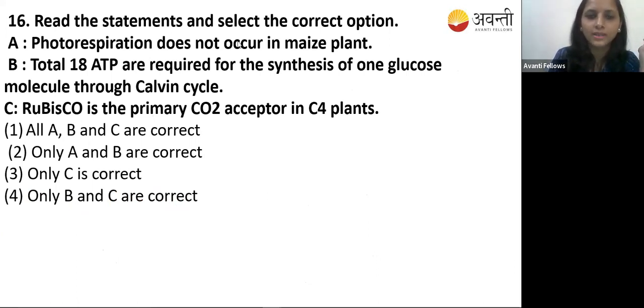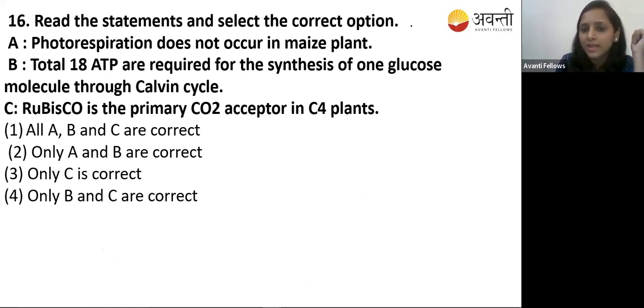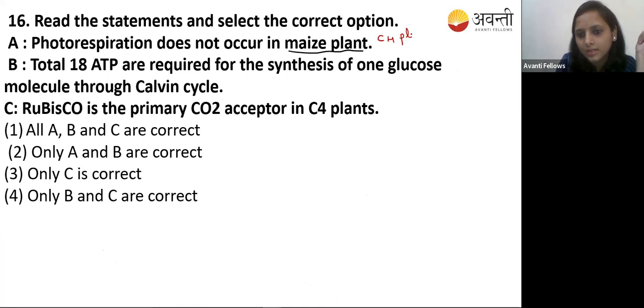Read the statements in the 16th question and select the correct option. Option A says that photorespiration does not occur in the maize plant. You know, guys, the maize plant is a C4 plant, right? Obviously, in a C4 plant photorespiration does not happen. So the statement that photorespiration does not occur in the maize plant is correct.